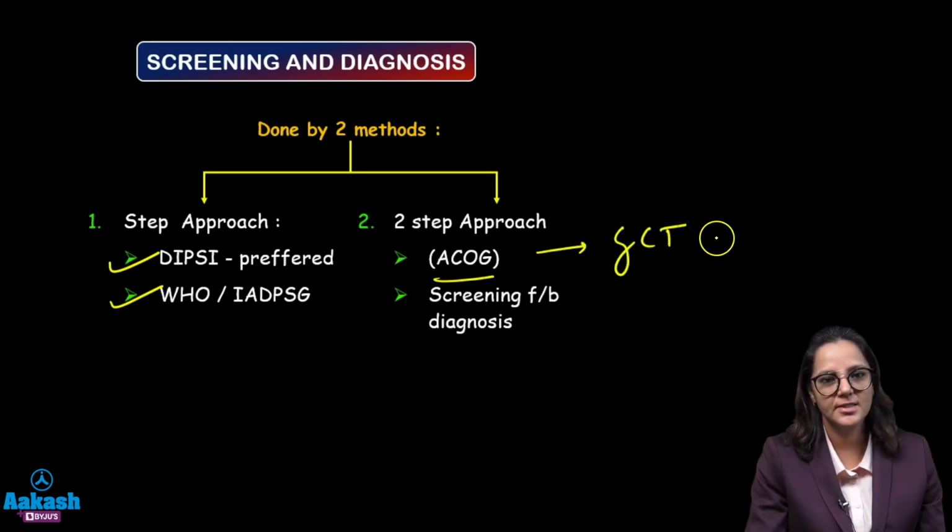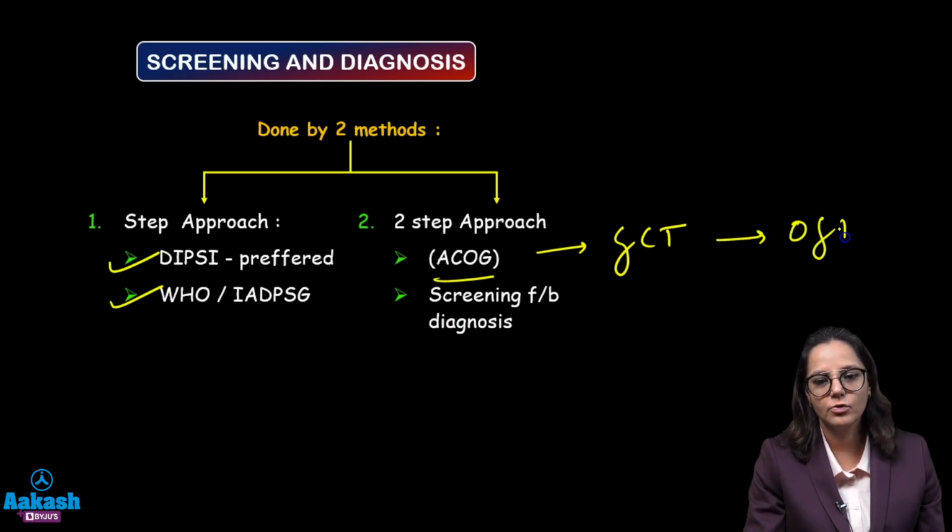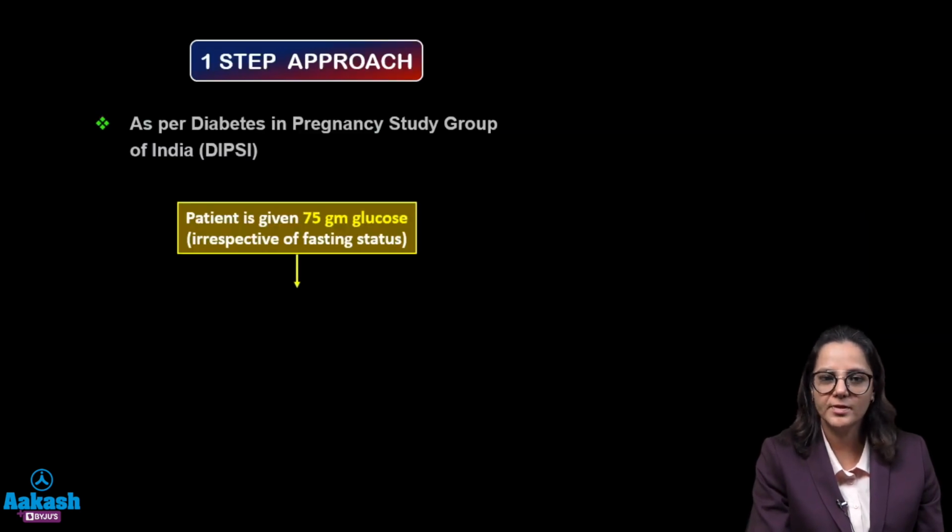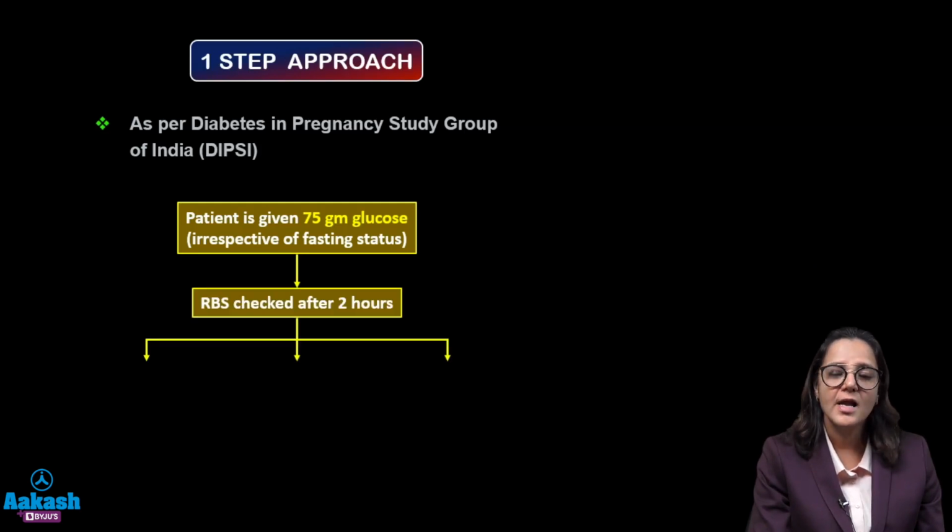We were doing GCT, and on GCT, if the blood sugar level was coming out to be high, then we were going for an oral glucose tolerance test. So this was a really hectic and long procedure. DIPSI came out with a method where we give the patient 75 grams of glucose irrespective of the fasting status. The patient is not supposed to fast in this, and we take a single sample after 2 hours.